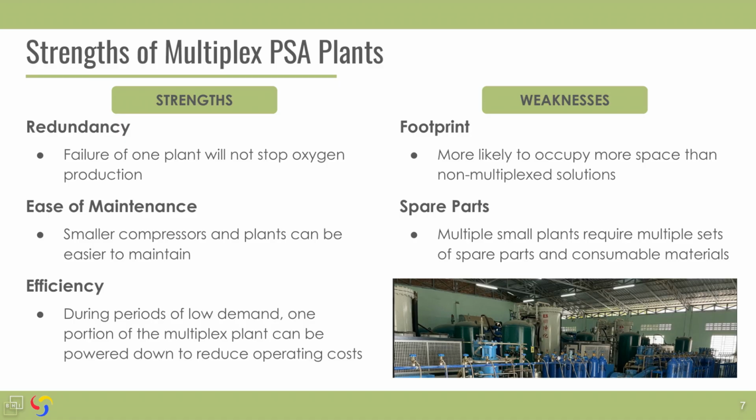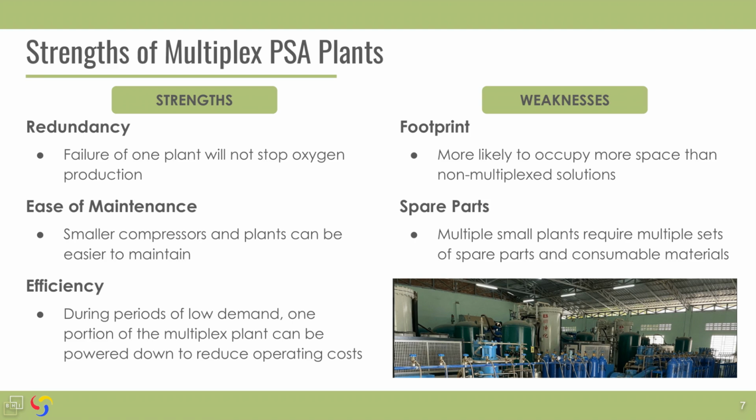Efficiency. With a multiplex plant, it is possible to turn off one of the production lines to reduce operating costs. Turning off one part of the plant reduces the power consumption and decreases the operating hours on the plant, allowing for less frequent maintenance. The weaknesses of a multiplex plant are the required footprint and spare parts.